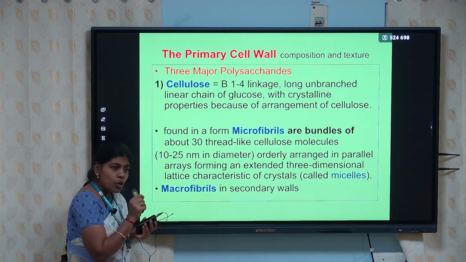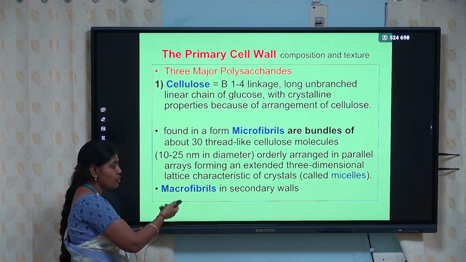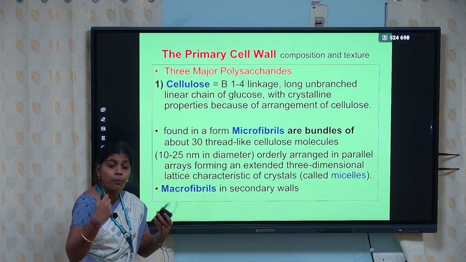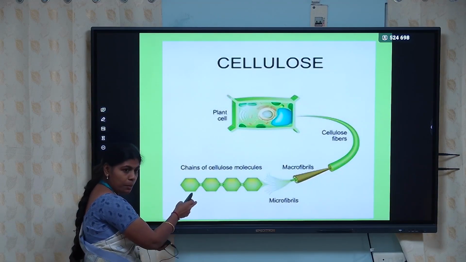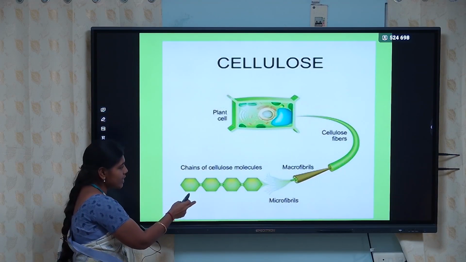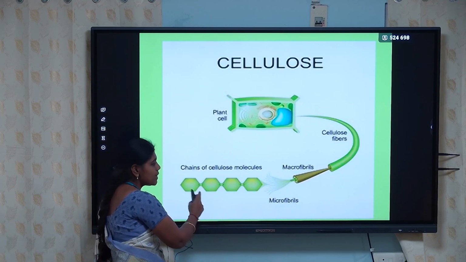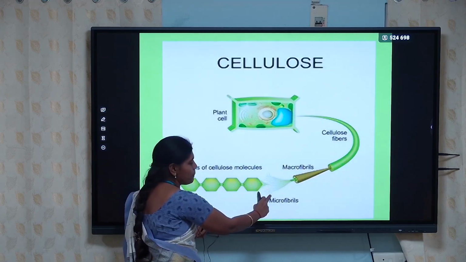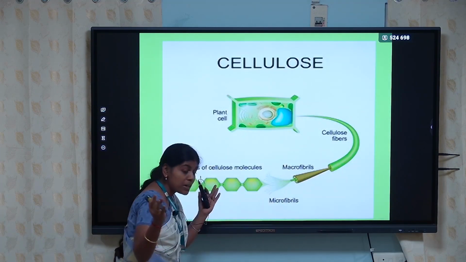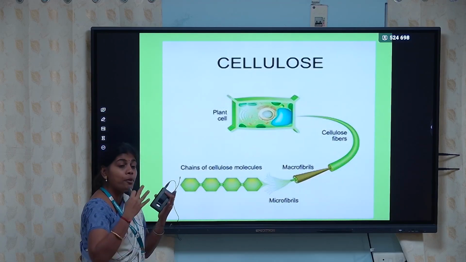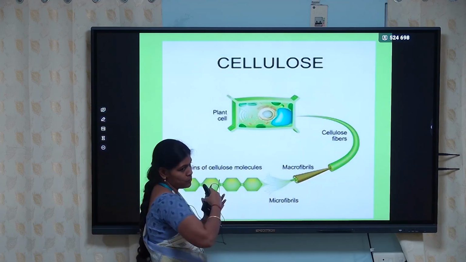So the smaller unit is micelles, which compose to make the microfibrils, and microfibrils compose to make the macrofibrils. See, this is the clear image of the cell wall. Here are the micelles, that is the chain of cellulose molecules. These molecules compose to form the microfibrils. A bunch of microfibrils compose to form the macrofibrils. These macrofibrils form the cellulose fiber.